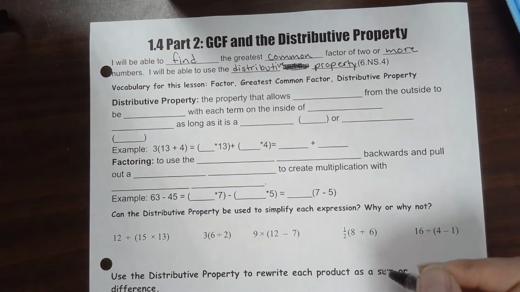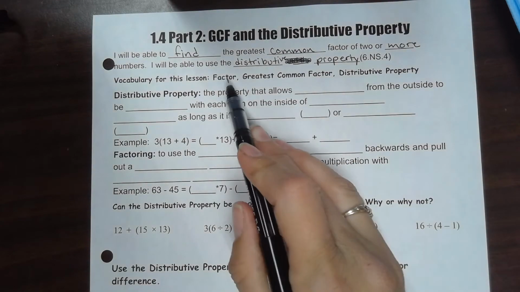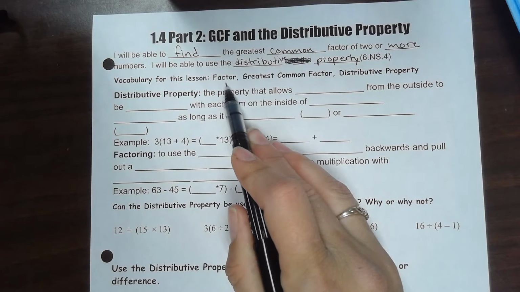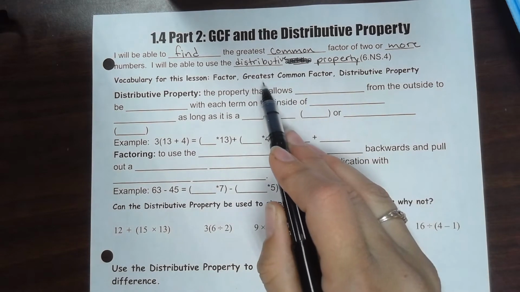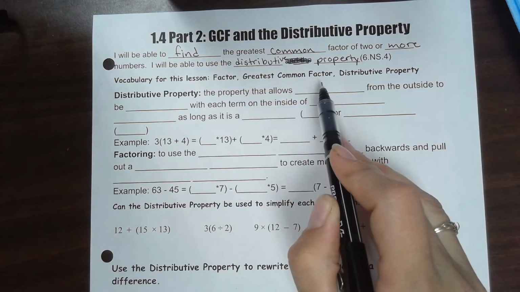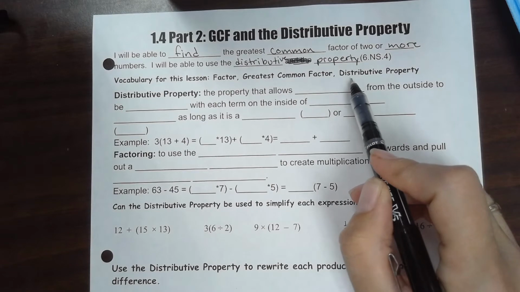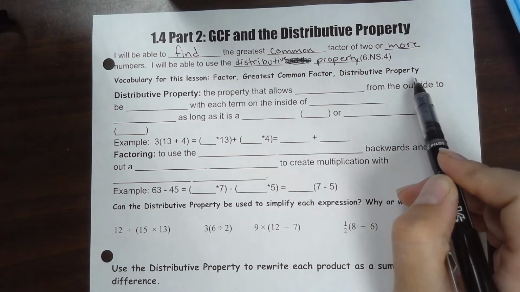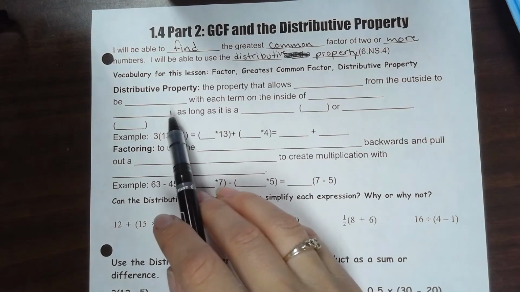Okay, our vocabulary for this lesson. We have factor. Remember, a factor is something that is being multiplied with something else. Greatest common factor, which is the largest factor that two or more numbers share in common. And the distributive property we haven't written in our math journal yet. There's not a place on our vocabulary sheet, so I put it right here.